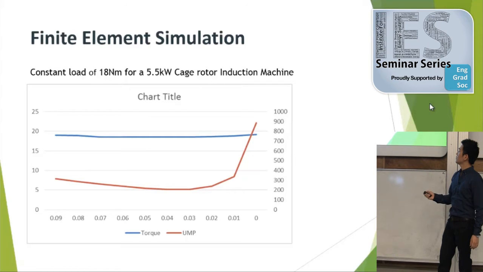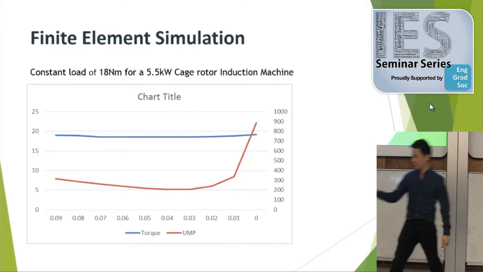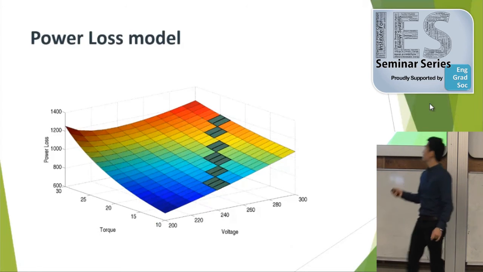From here we can see the UMP is just like what I showed in the UMP over torque ratio. The lowest UMP is at 0.03. For 18 Newton meters, the machine will probably be running at 0.2 or around this region. So we can see that the UMP can actually decrease by 50%. So this method shows that you can reduce the UMP.